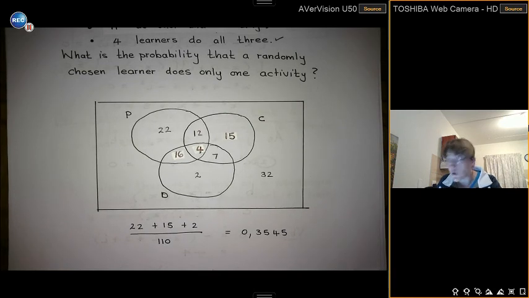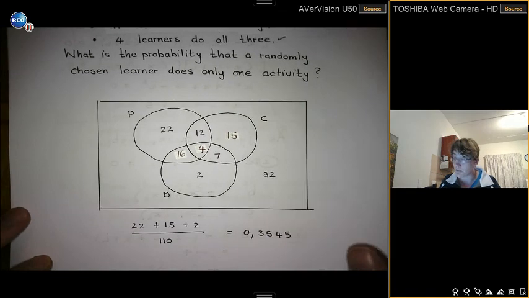Okay, so those are my Venn diagrams. Please remember, in the Venn diagram, start on the inside and work your way out. Otherwise you're going to be in a big mess. It's going to be horribly wrong.